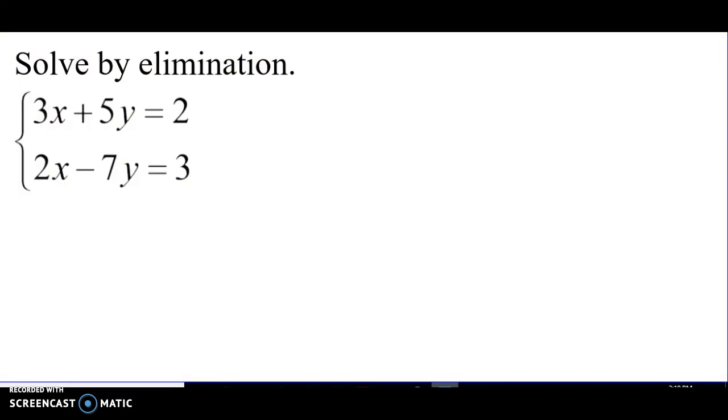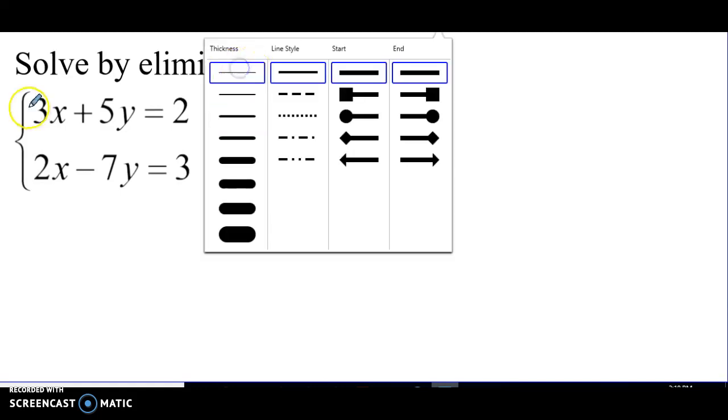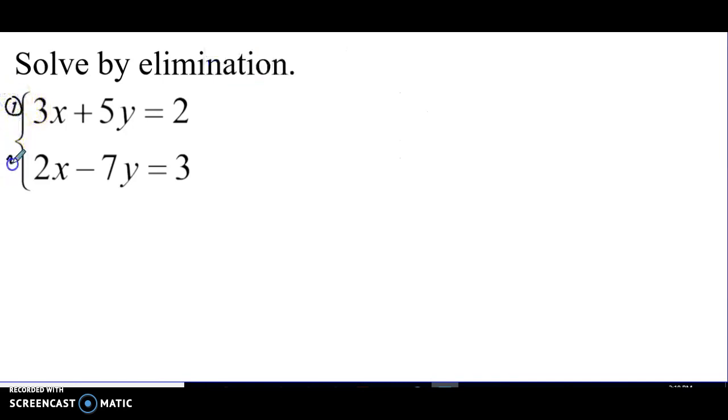So we're going to solve by elimination for this one. And I notice here that I have the two equations, which I'll write off here to the side, numbering them 1 and 2. So first equation, 3x plus 5y equals 2, and 2x minus 7y equals 3. So I'm using the elimination method, which because I noticed that these two signs are already opposite, I'm going to try to use the idea of getting rid of and eliminating y.